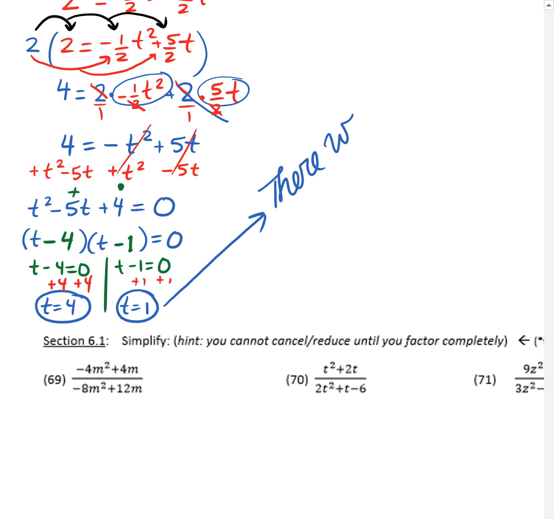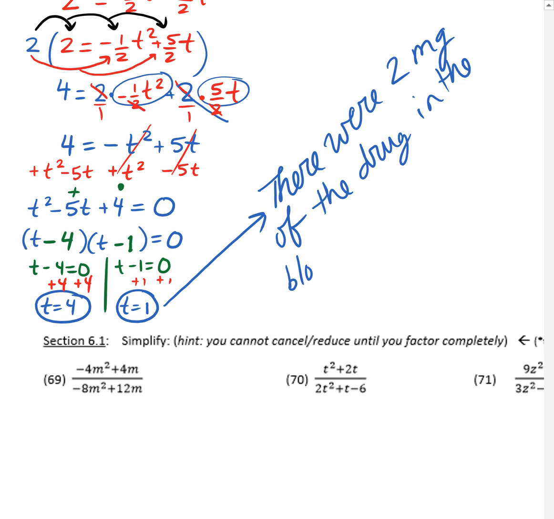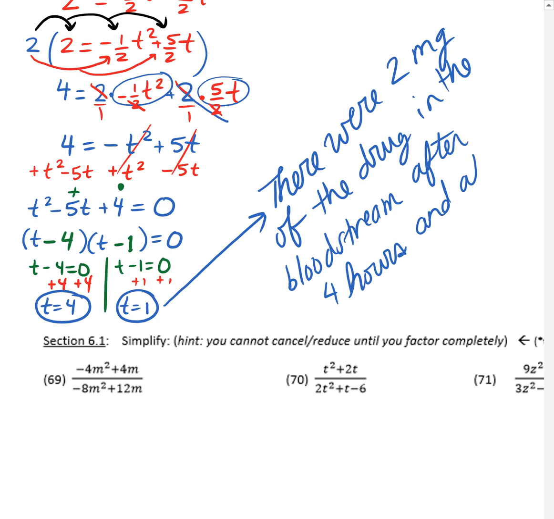They were wondering, when will there be 2 milligrams of the drug in the bloodstream? That was the question. When will that happen? Well, that'll happen after 4 hours, because that's what t stood for, number of hours, and after 1 hour.